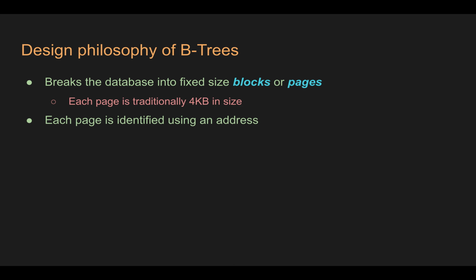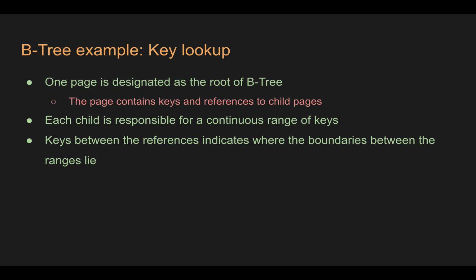Also, each page in the B tree is identified using an address, and the pages refer to one another using pointers. Since these pages exist on disk, the references we are talking about also exist on disk and not in memory. We use those page references to construct a tree of pages. That's why this structure is called a tree. Now this is how a lookup in a B tree works, and let's understand this with an example.